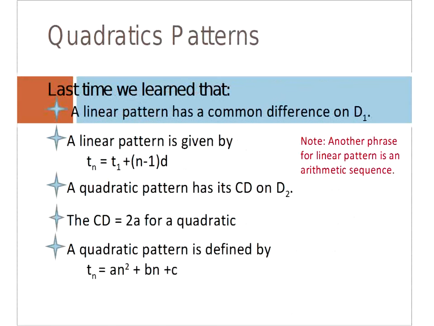So last week we talked all about patterns. We've learned that a linear pattern has a common difference on D1. We just used that in the last one. And its pattern can be represented by the equation Tn equals T1 plus n minus 1 times D. We saw that the quadratic pattern has a common difference on D2, and that common difference always equals 2a, where a is defined in the equation an squared plus bn plus c equals Tn. Sometimes you'll hear a linear pattern called an arithmetic sequence, and that just is a different term to mean the same thing.